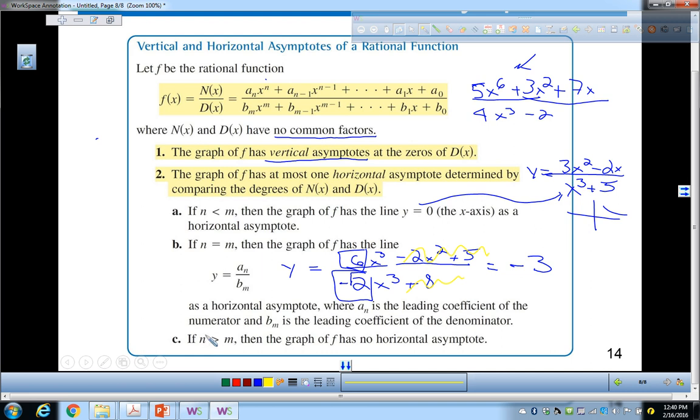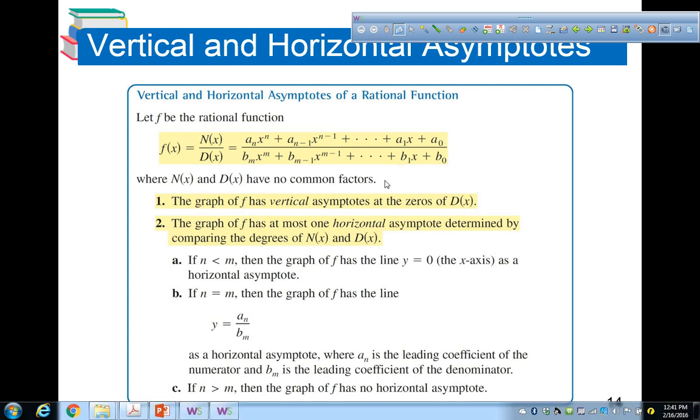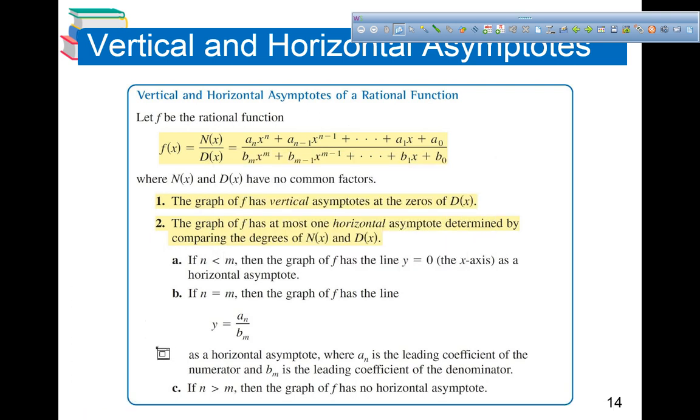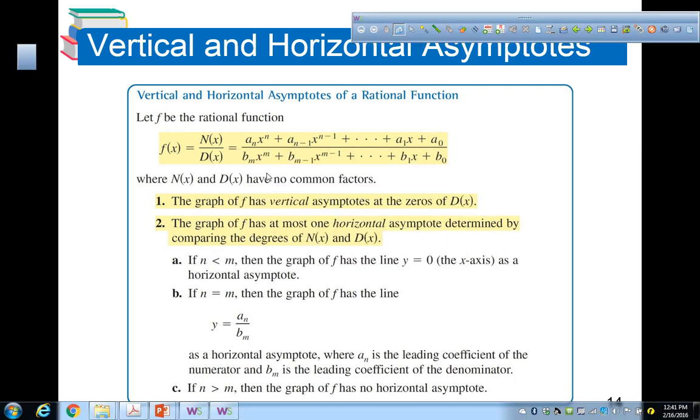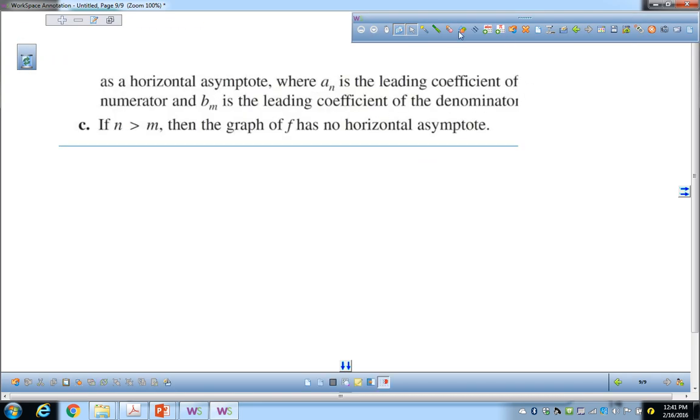And then the last thing says if it's top heavy. So this last thing, I'm just going to grab it. It says if it's top heavy, in other words, if I have something where the degree of the top is bigger than the degree of the bottom, like y equals 3x to the 5th minus 4x squared.